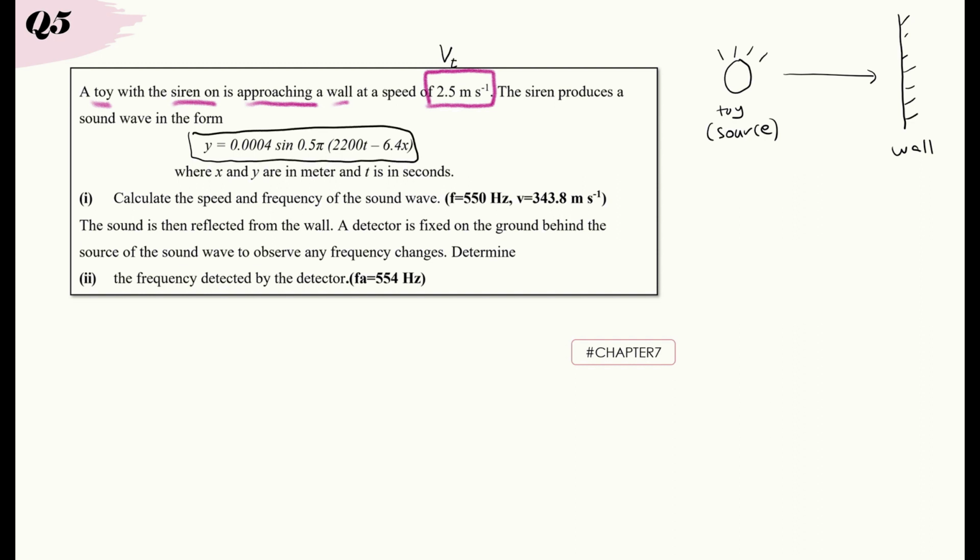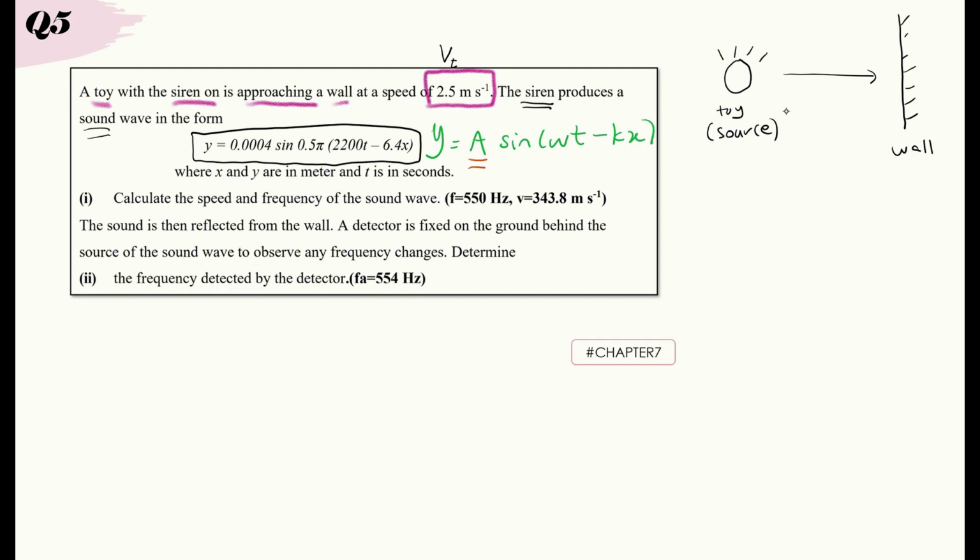The siren produces a sound wave of this equation, and this is basically the equation of a wave. We have to always compare our equation with the general one. So this is the general equation for a progressive wave: y is equal to a sine omega t minus kx. So we always compare with the general equation for this sound wave.